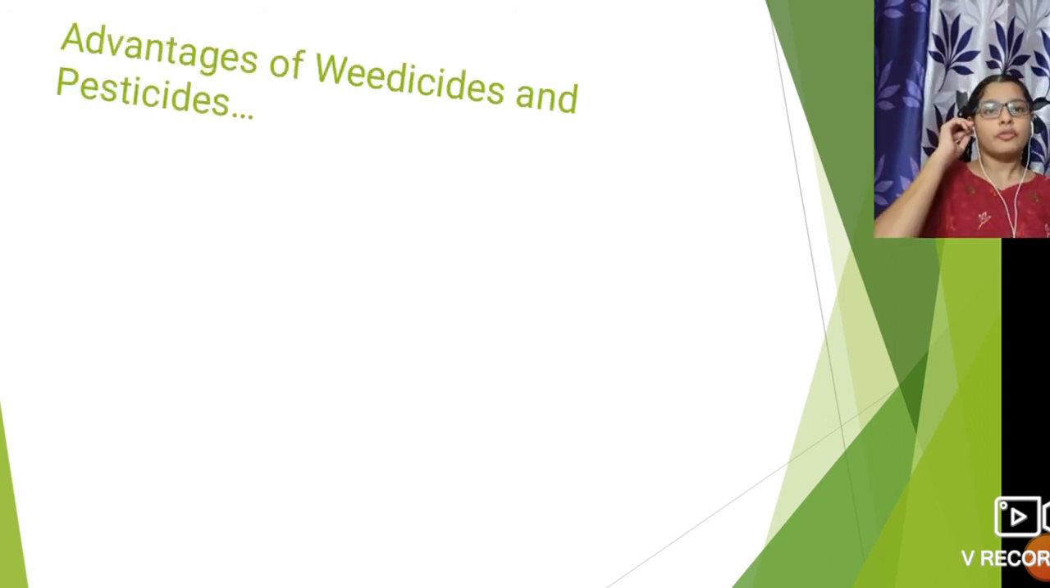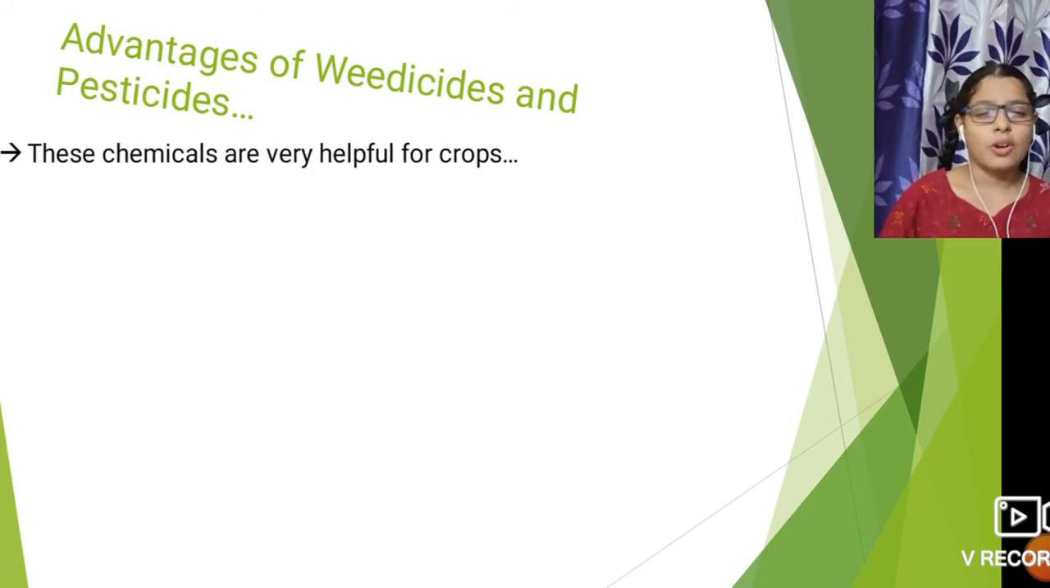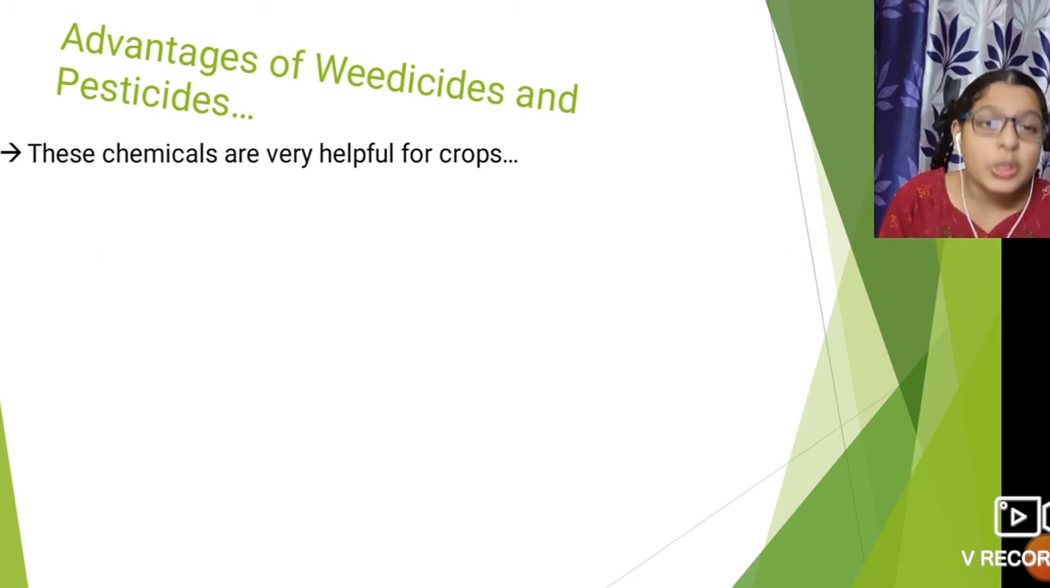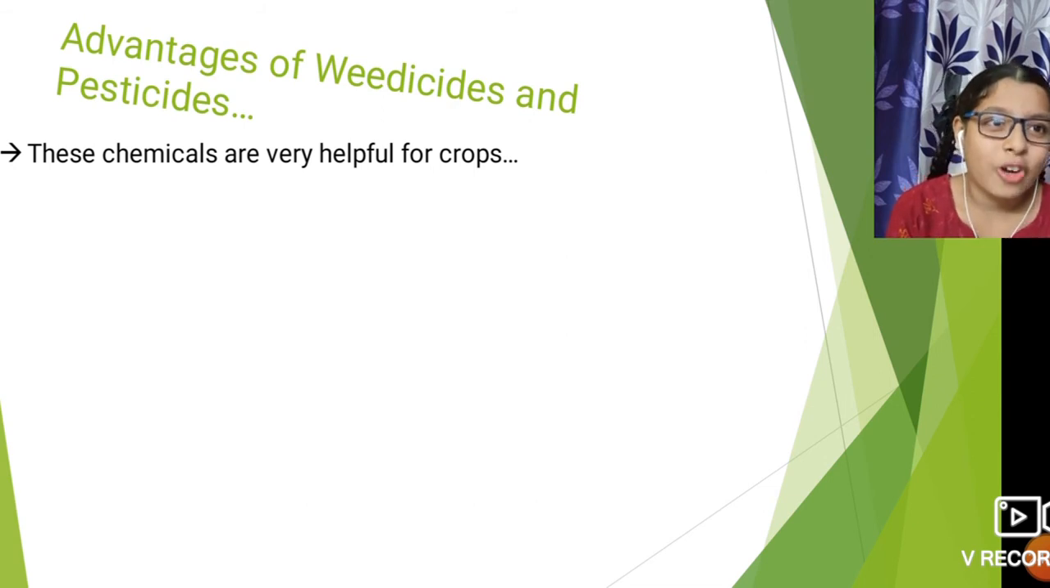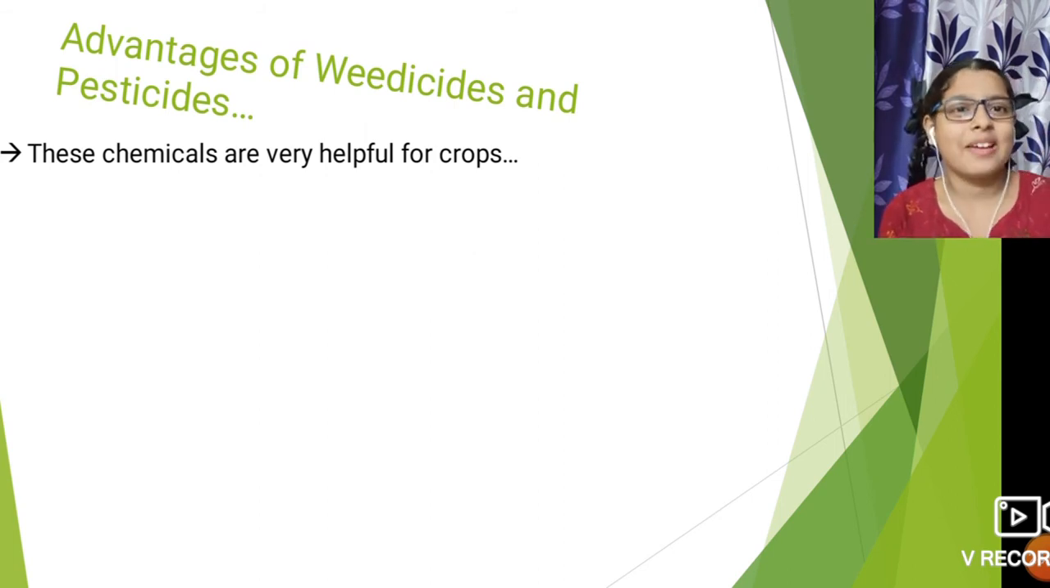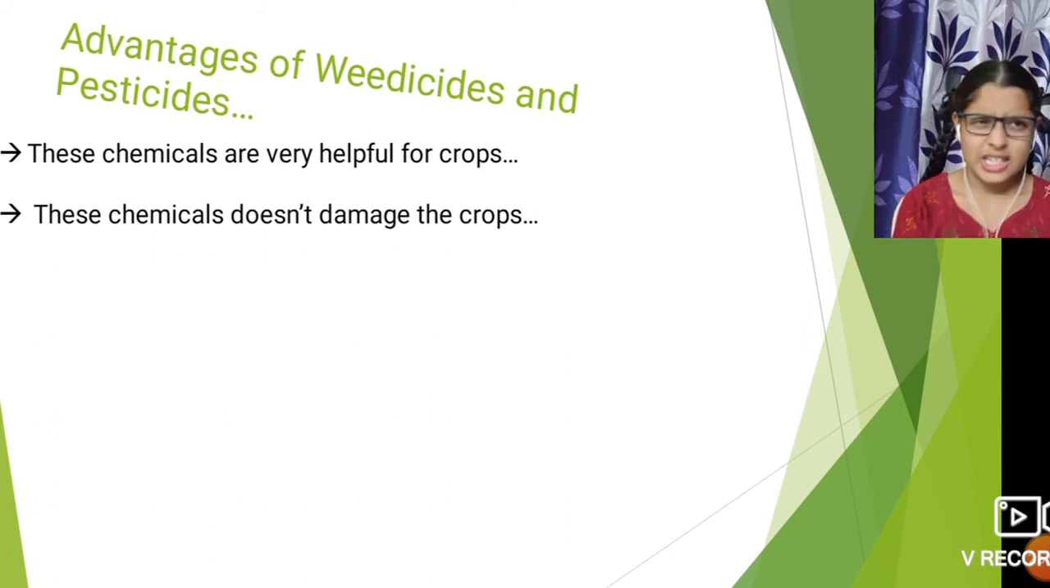So, advantages of the weedicides and the pesticides. What are the advantages of weedicides and pesticides? Let us explore. The first advantage is that these chemicals are very helpful to the crops, because they help to destroy the weeds and pests.